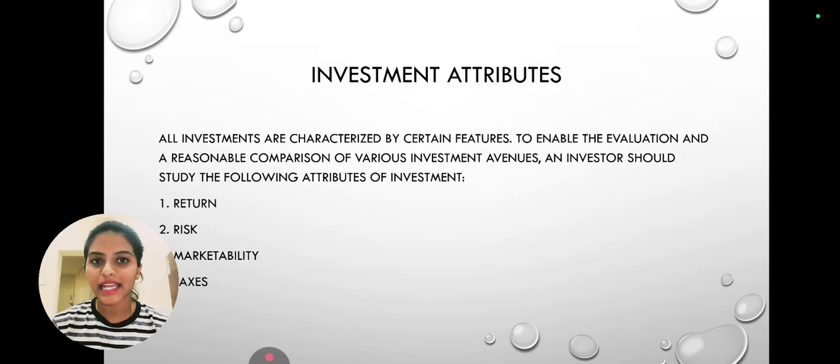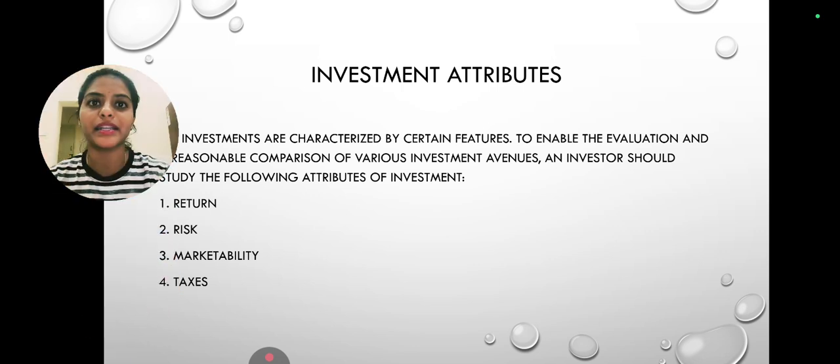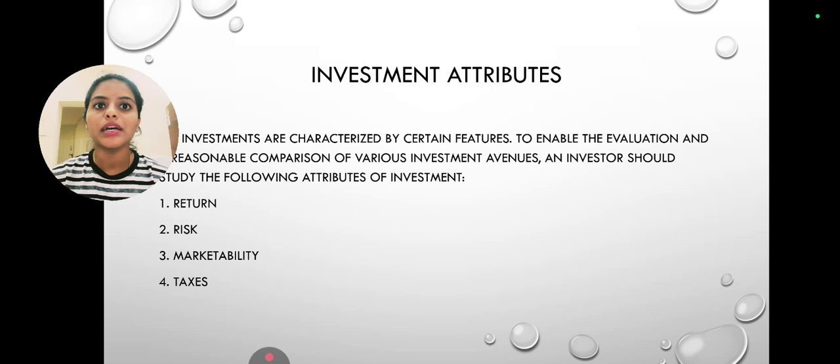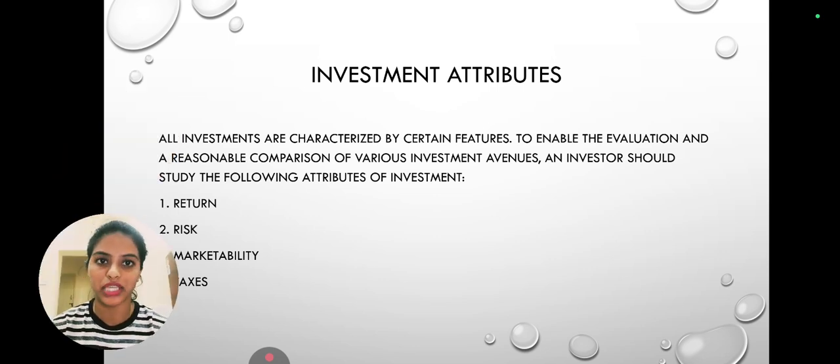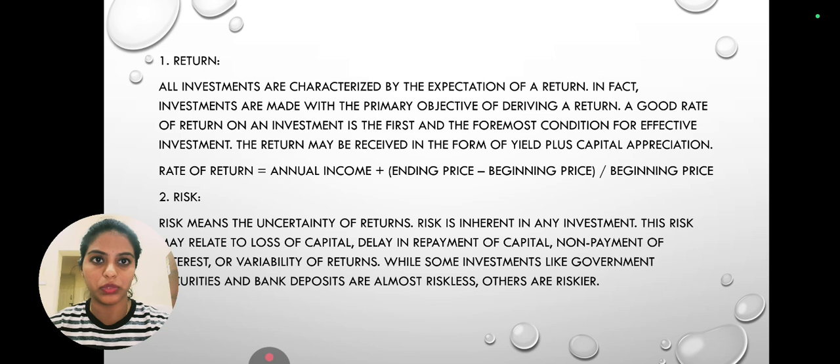So what are the key characteristics of the investment? We'll be talking about them one by one. As I have listed here, the main characteristics or attributes would be risk, return, marketability, and taxes. I think most of you already know what these are. These are the major things which are associated with the investment. So the first thing is return.